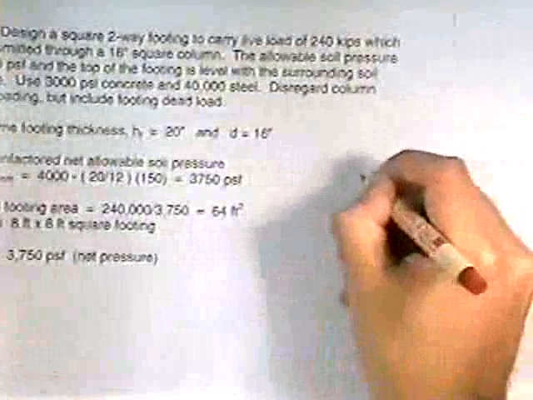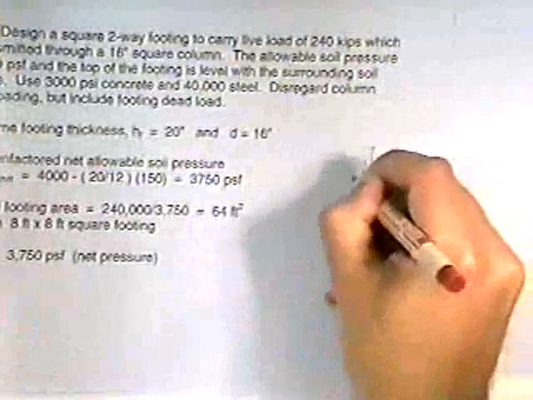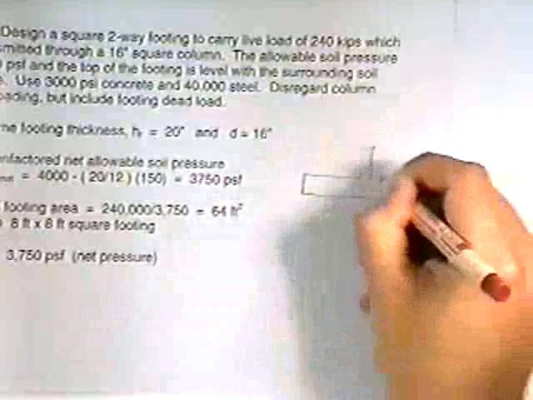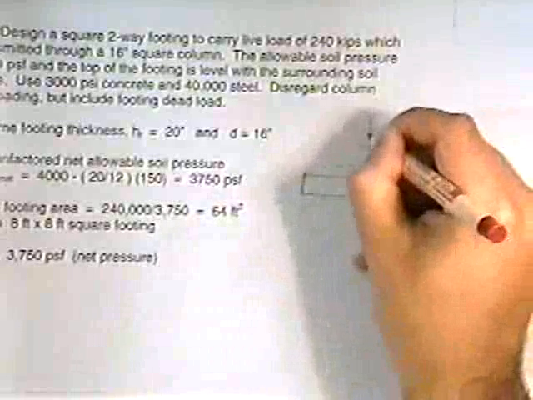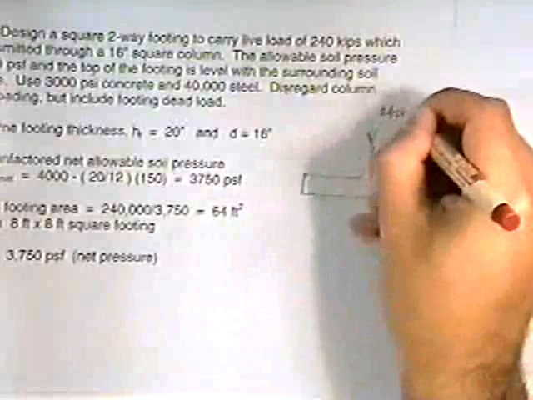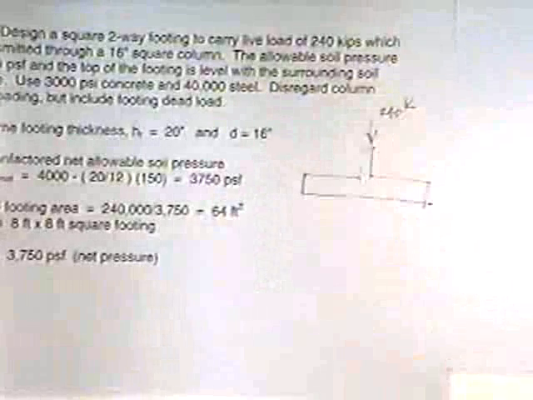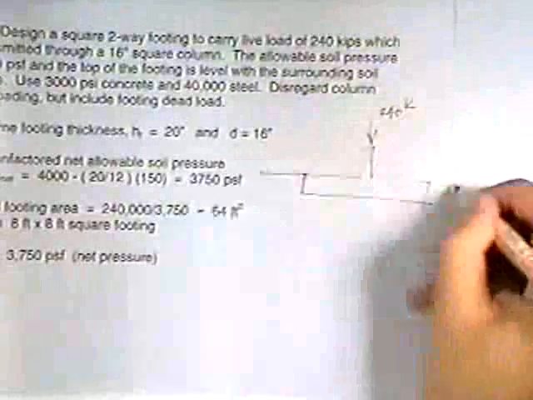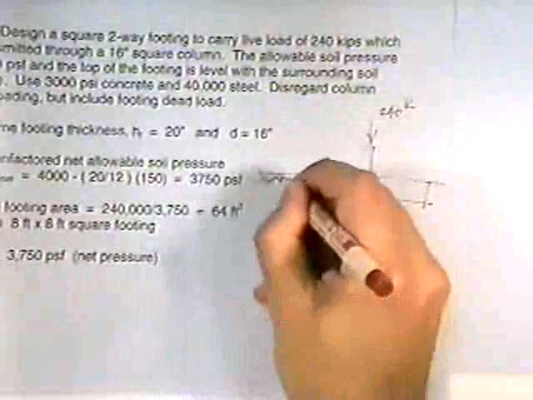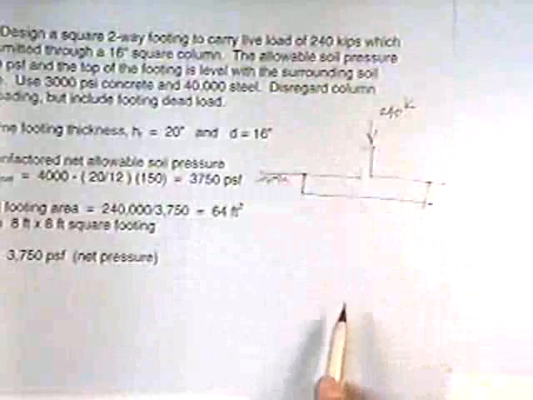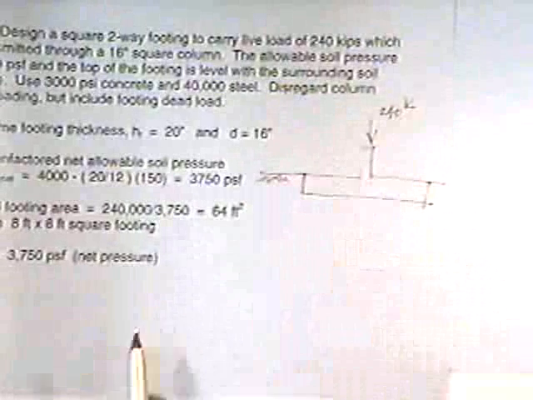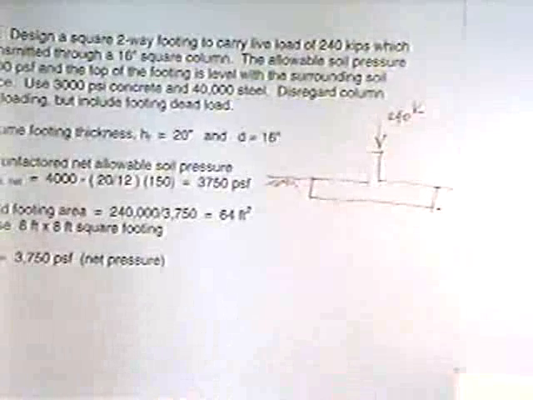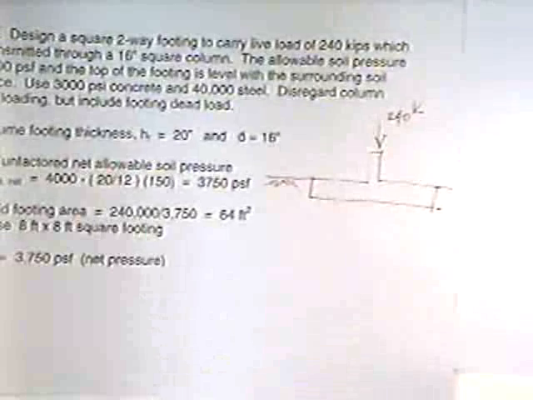So this is what we got. We got our column. We're going to make a footing that's square. This load is 240 kips. Okay? The soil on this side just comes up to the top part of the footing. So there's no soil sitting on the footing itself. Okay? Now, what we have to do is to assume, first of all, some footing thickness.